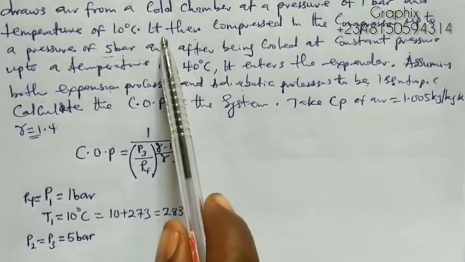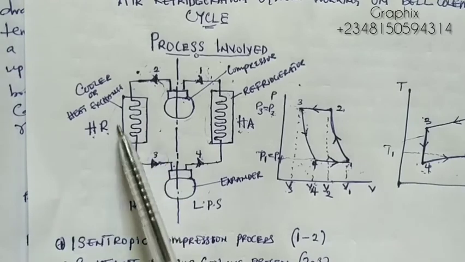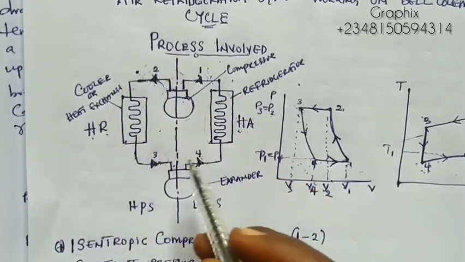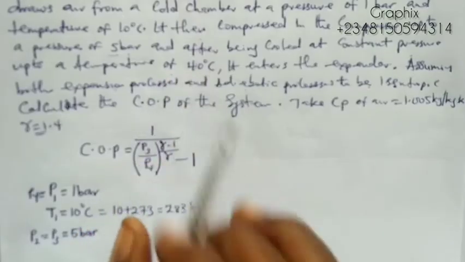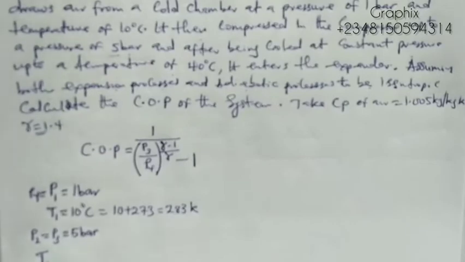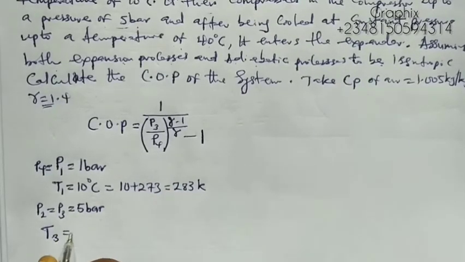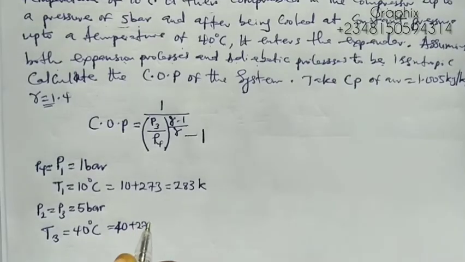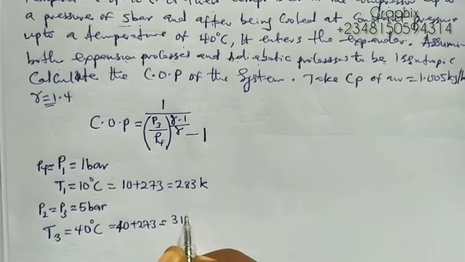Now, if you look at this, after being cooled, what does the cooler do? It cools the air coming in. So it said after being cooled, which is at state 3, right? It said after being cooled at constant pressure up to a temperature of 40 degrees. That means our T3 is equal to 40 degrees centigrade. So we say 40 plus 273, and that will give us 313 Kelvin.